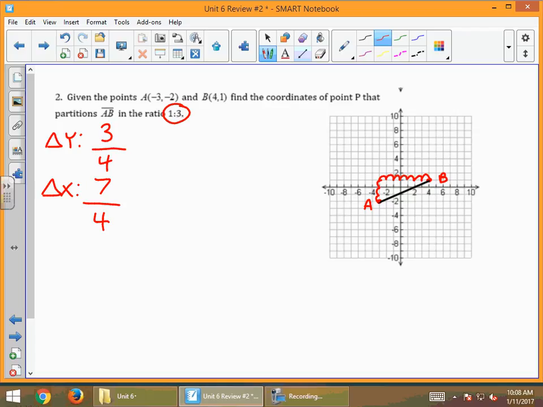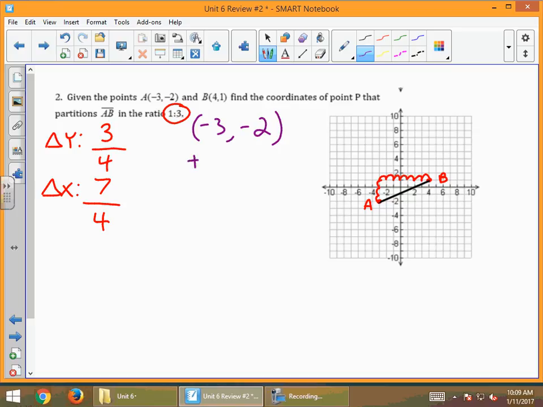But now that I know what my increases are going to be to each of the points, I'm going to start with my first point. That was A. So that's going to be at -3, -2. I'm going to have to add these changes to each of the points. One thing is this, make sure you know that in the ordered pair, x comes first, y comes second. And that when I do this, I'm going to add the y, this 3/4 to the -2, add 7/4 to the -3, then continue on. My ultimate goal is to keep adding those values on until I get back to my second point. That means I'm done.